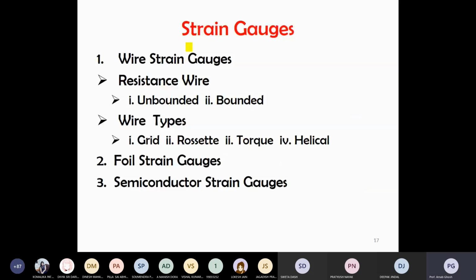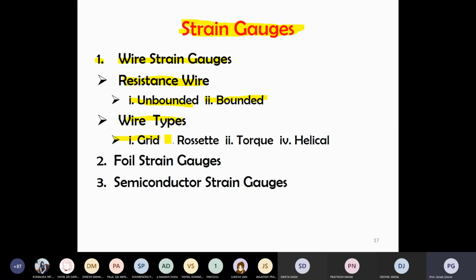After that we can go for the strain gauge. In a strain gauge you are giving some pressure and you are able to find the electrical output. So that is the wire strain gauge. In the wire strain gauge, what is the most important thing? Resistance wire. Then again it will be classified into unbounded and bounded wire types.